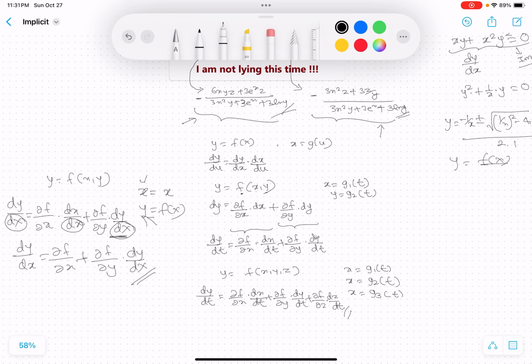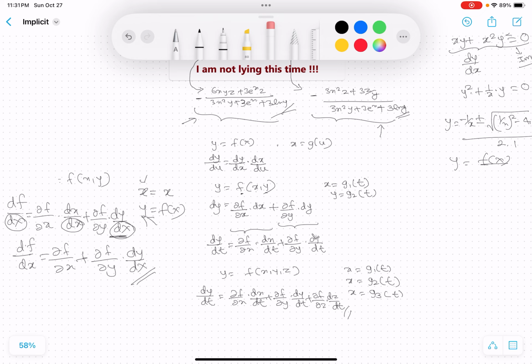Wait. This is not y. This is function. I'm sorry. This is the function of the derivative. I'm sorry, guys. This is the function. We basically, this should have been g, not y.